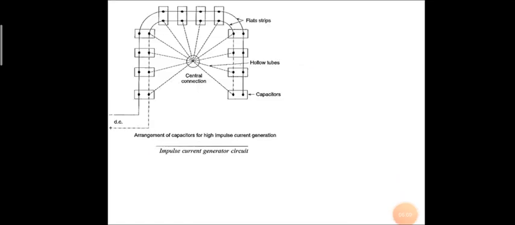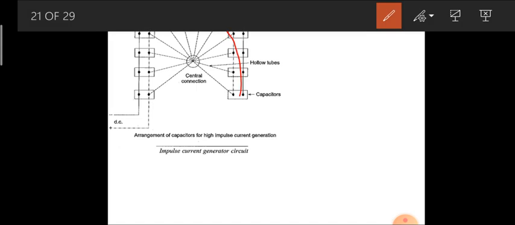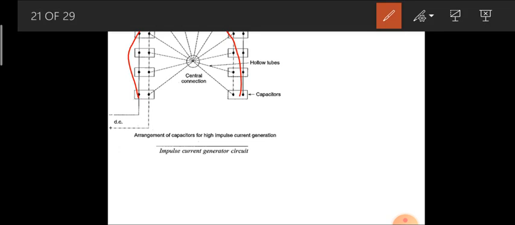Okay, so this is what I was telling. This is how the arrangement of capacitors is done for high impulse current generation. You can see the capacitor banks connected in parallel. As I said, a number of capacitors are charged in parallel, and these are discharged into the circuit. I have shown you the combined capacitor bank, and here I have shown you how exactly it is done.